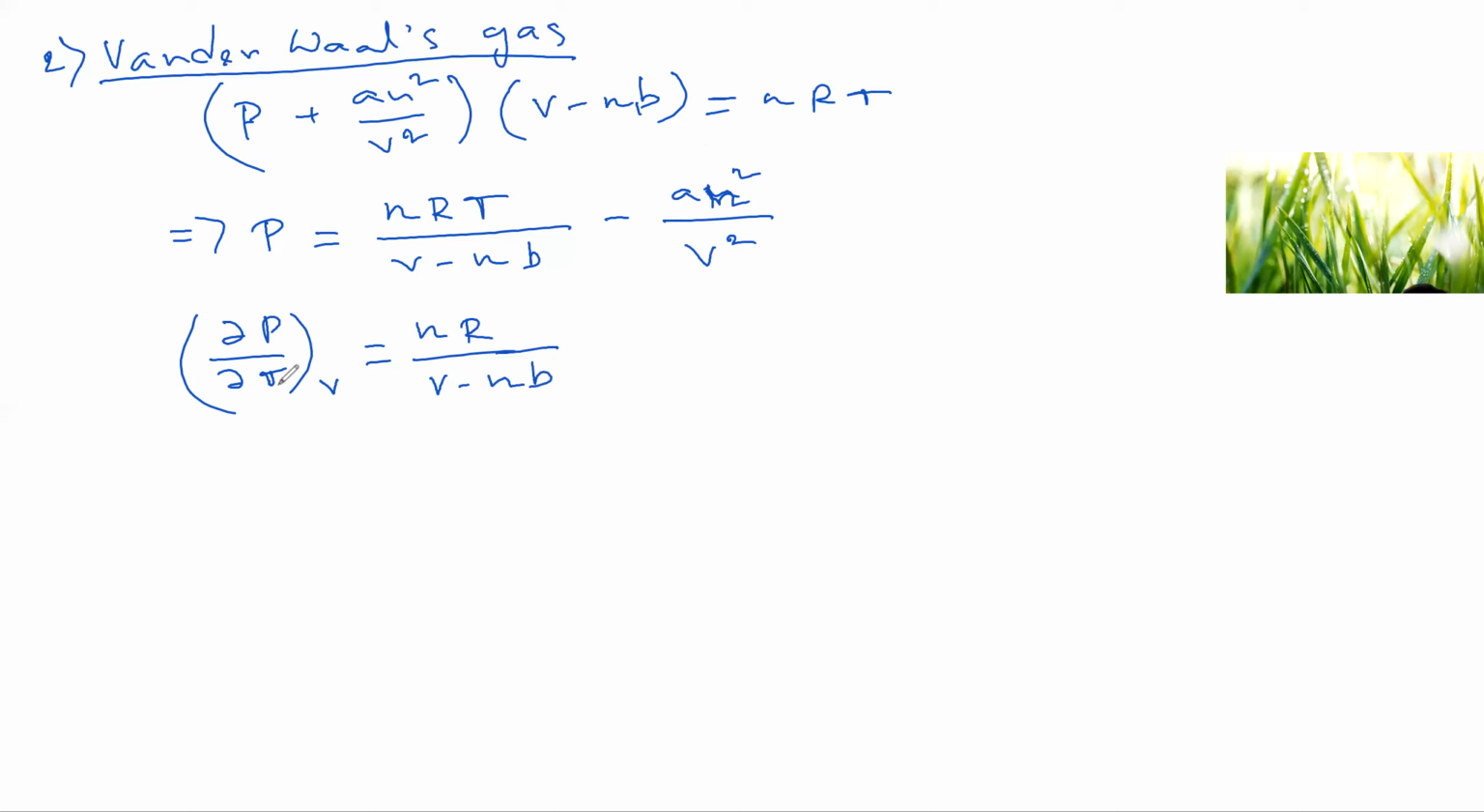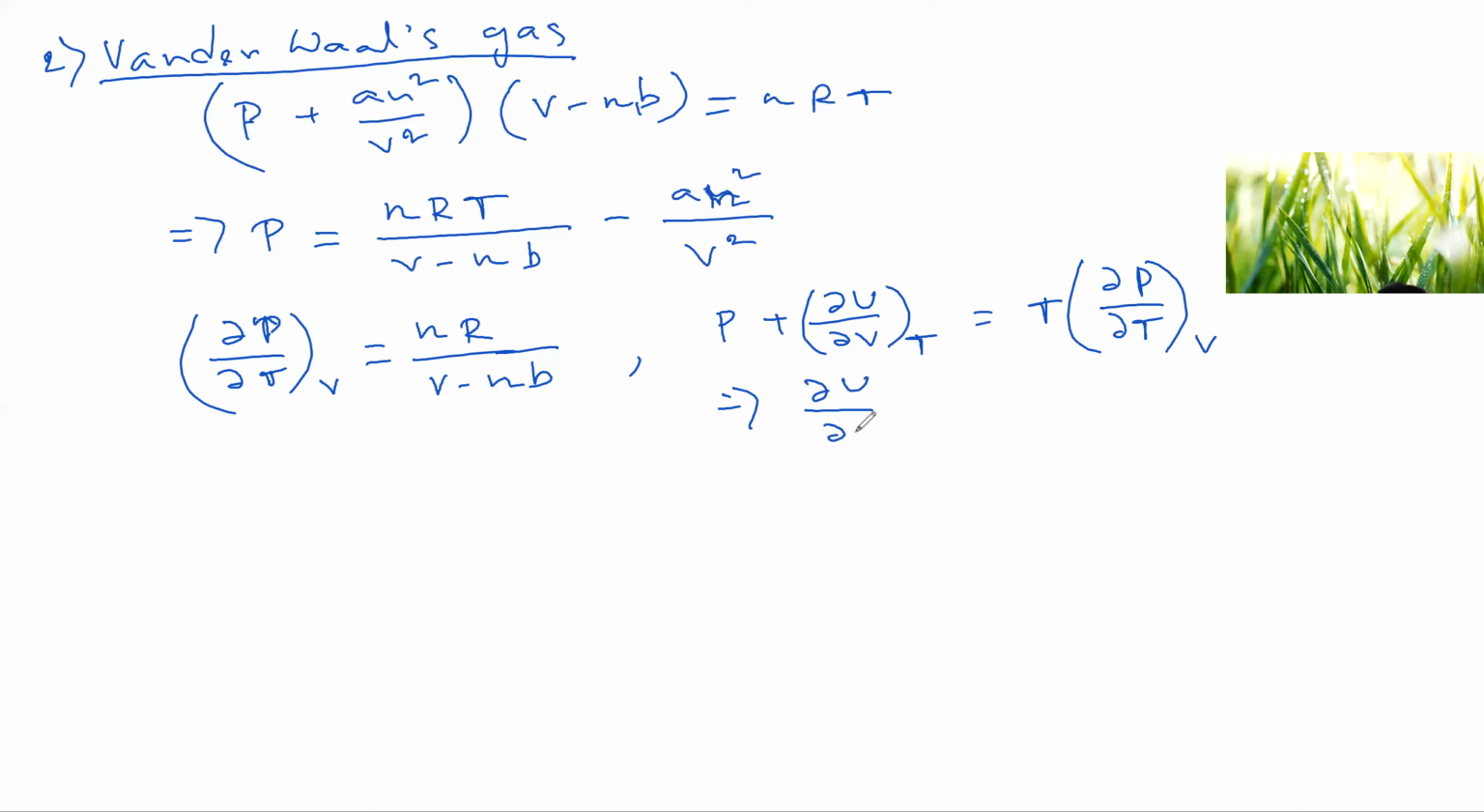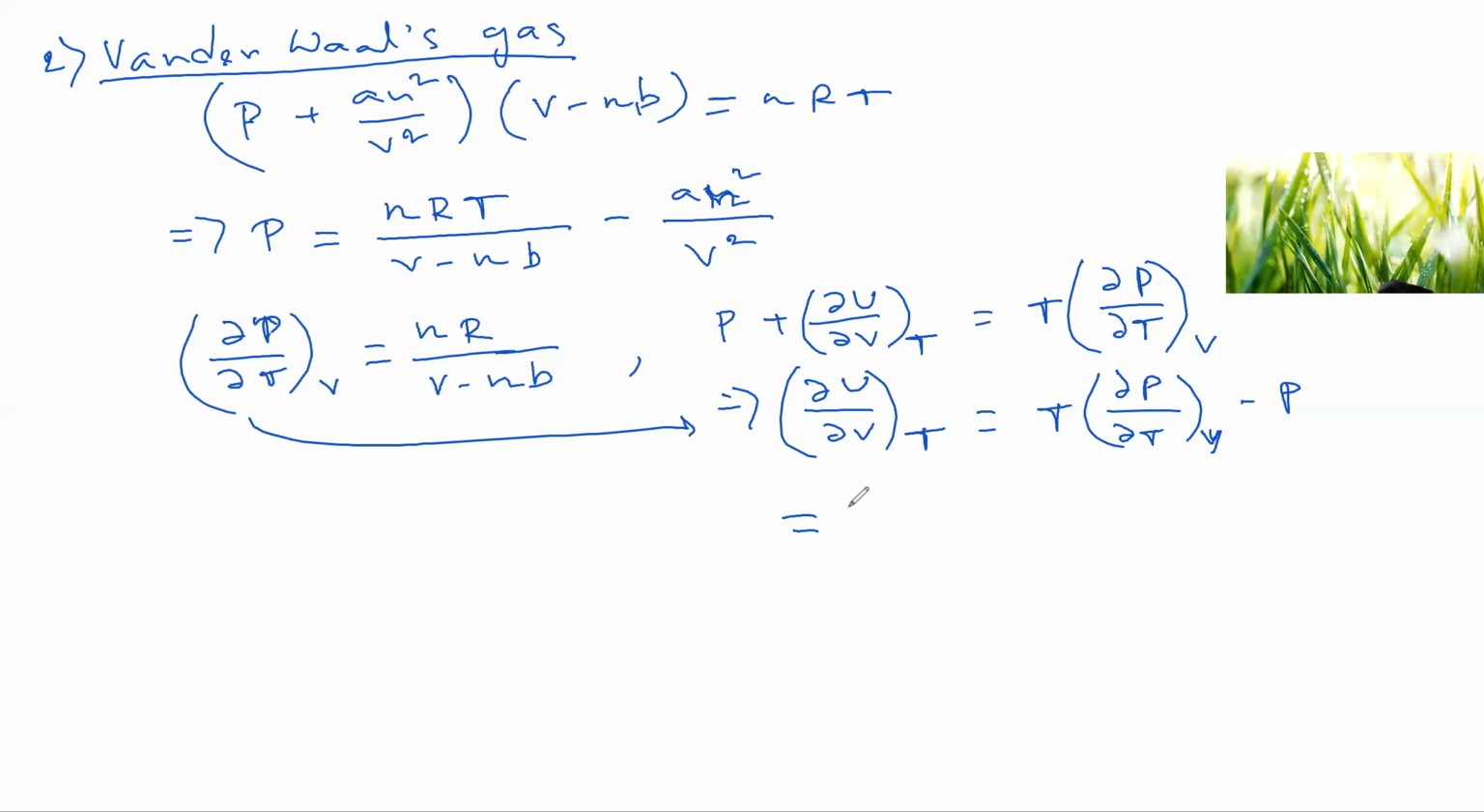Again we will put this in the thermodynamic equation of state. What was the thermodynamic equation of state? P plus (del U/del V) at constant T equals T (del P/del T) at constant V. So (del U/del V) at constant T equals T (del P/del T) at constant volume minus P. We will use this expression here. So this is equal to T into nR by (V minus nb), minus P.